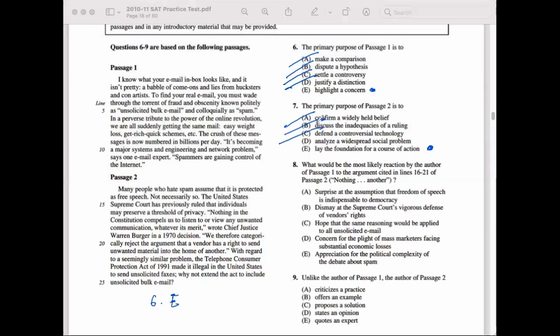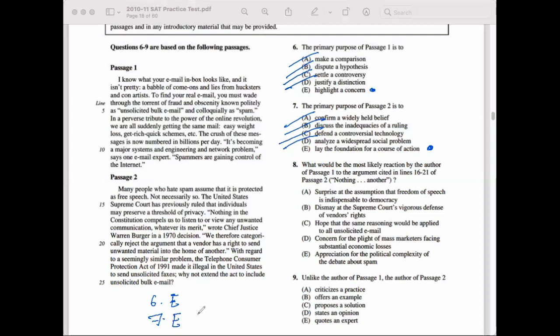And analyze a widespread social problem. I wouldn't call this a widespread social problem, right? It is something which is an irritant. It is something that bothers people, but this is somewhat of an extreme, right? So D is not a good answer. So for seventh also, I would like to keep option E.